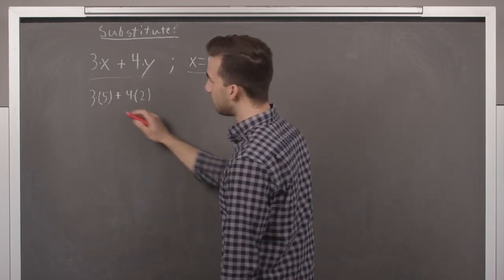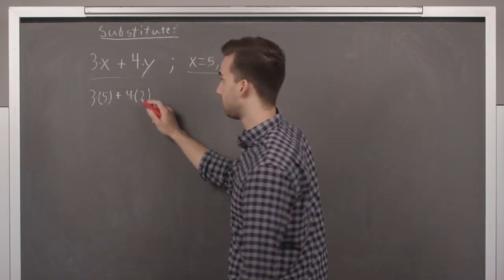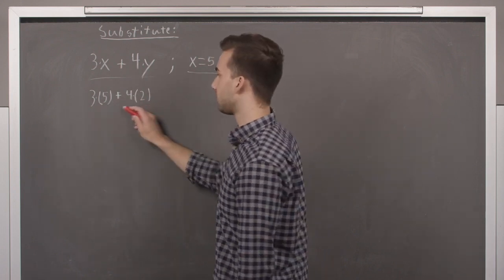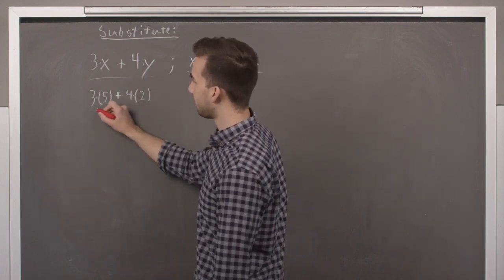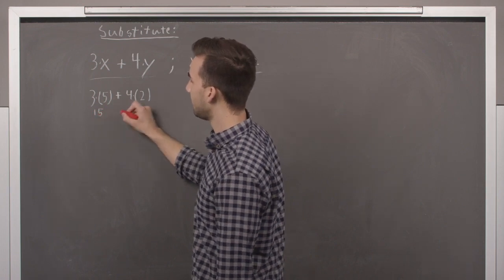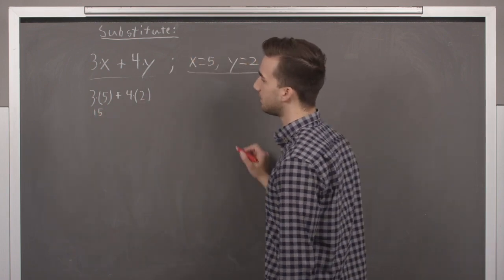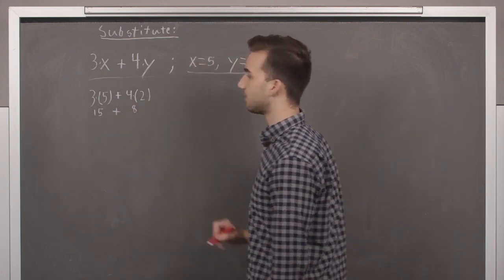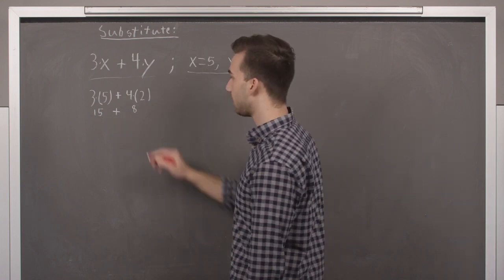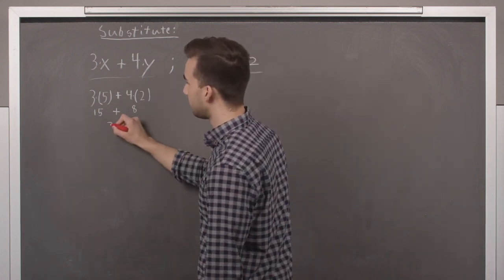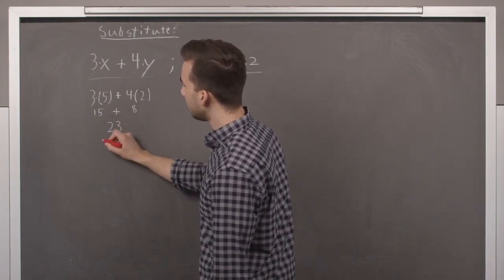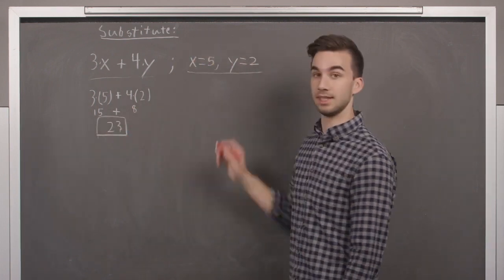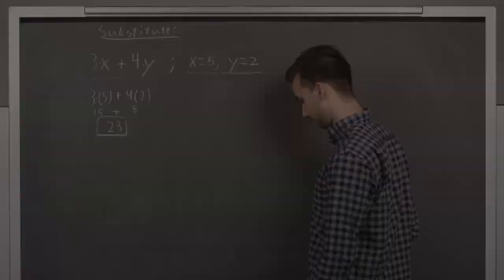And so all we have to do now that we've plugged in our values is finish simplifying this expression. We have 3 times 5 is 15, and then we can do this one. 4 times 2 is 8. And then now we're just going to add them. So 15 plus 8 is 23. So that is our solution for this example. But let's do a few more.